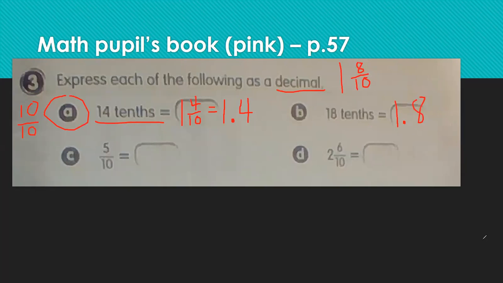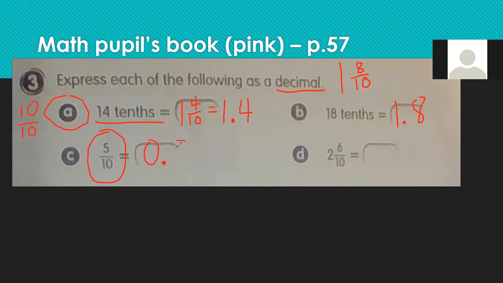Let's see, who have I not heard from here? Jupiter, are you here? Yes. Great. Can you try C for us, please? 0.5. Perfect. We have 5/10. That is less than 1. It's going to be 0.5.